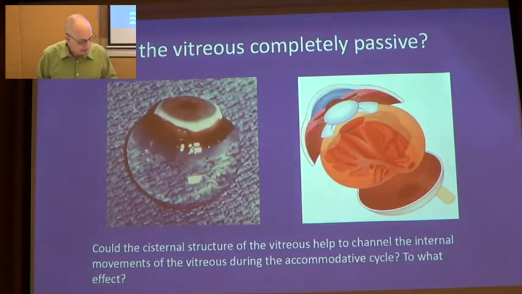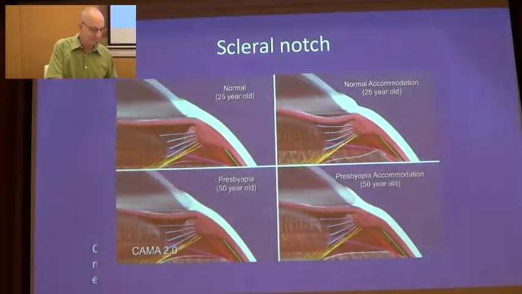The presence of cisterns within the vitreous could channel the flow within the vitreous and facilitate the back and forth movements of the lens and uveal tissues. However, it is unclear whether movement within the vitreous has an effect on the surrounding structures, and this is an area where we need some more research.